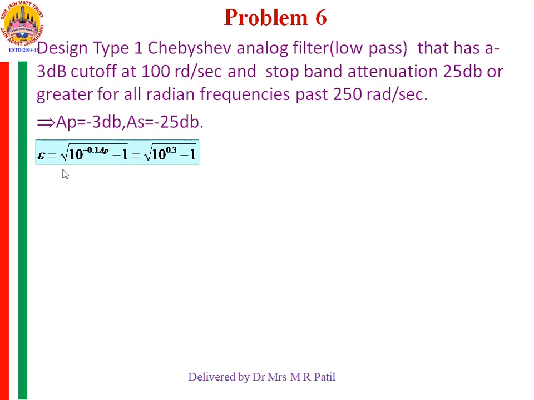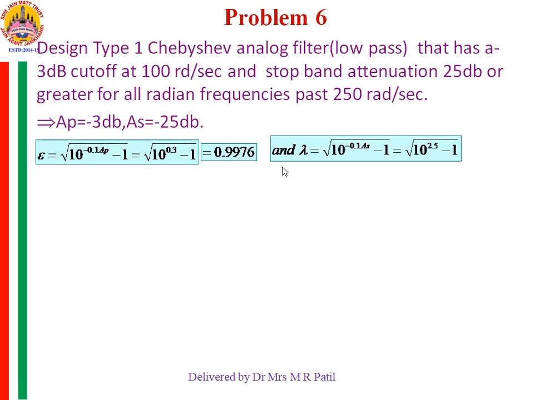Compute first 10 to the power 0.3 and subtract 1 from that and take square root of it. What is the value? It is 1 only. 0.9976, you can take it as 1. So most of you are getting 1.